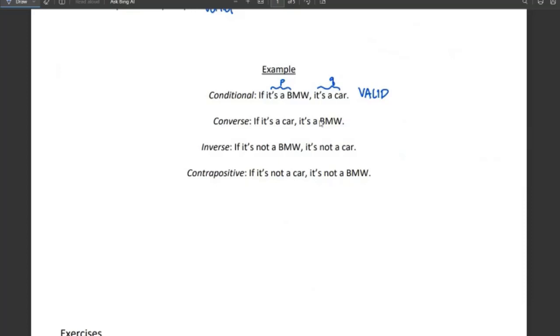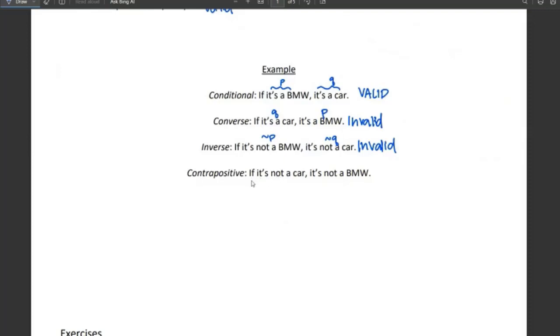Our converse, we flip. So Q comes first, then P. If it's a car, it's a BMW. So this one is not valid because if it's a car, it doesn't have to be a BMW. It could be a Mustang or something else. So the converse is always going to be invalid. Same thing on the inverse. These two are invalid. And if we read the sentence, if it's not a BMW, so we have negative P, it's not a car, and that doesn't make sense.